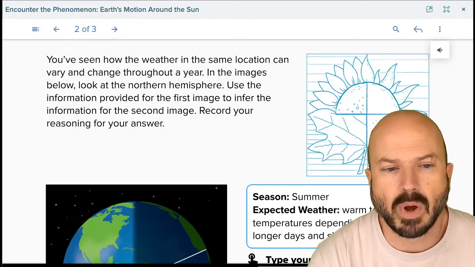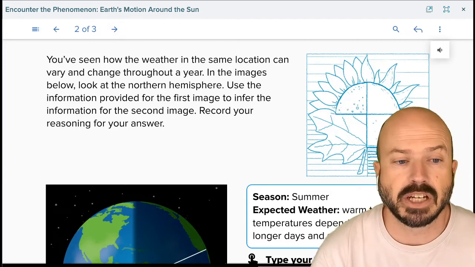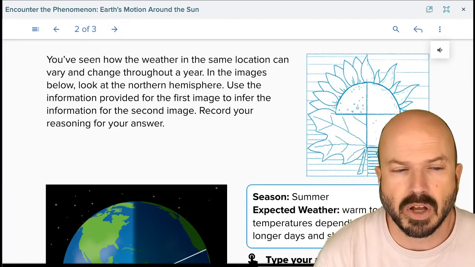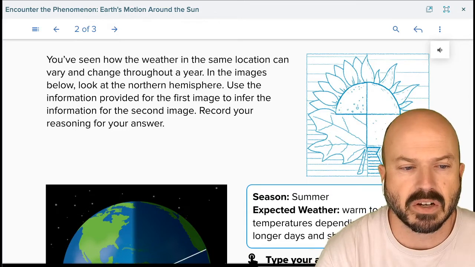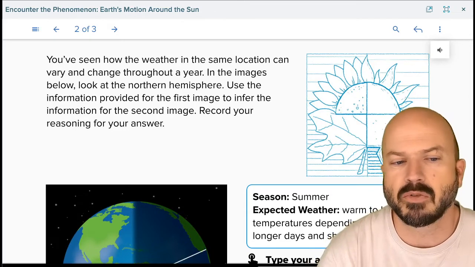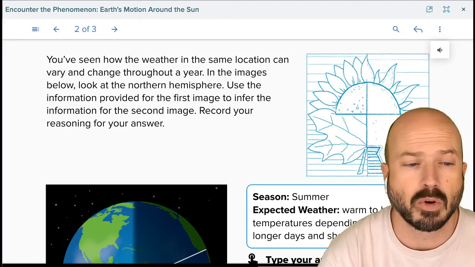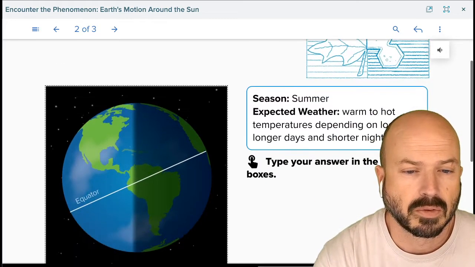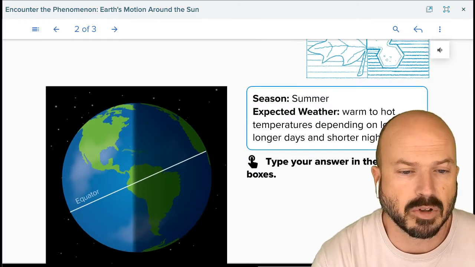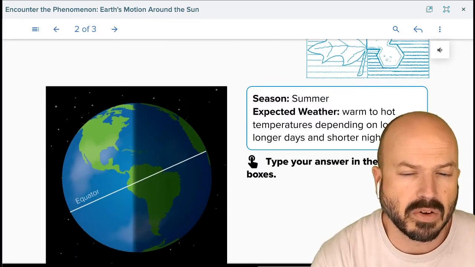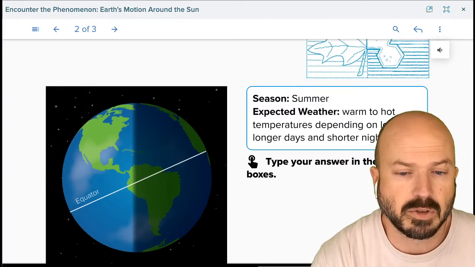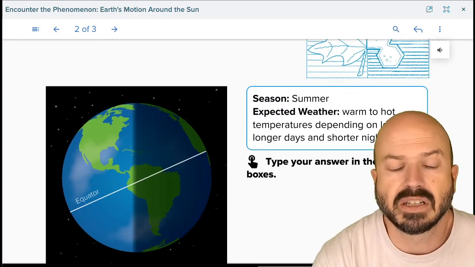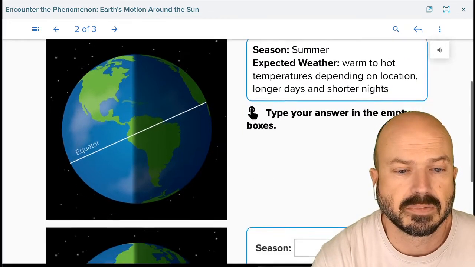Now, we've seen how the weather in the same location can vary and change throughout a year. In the images below, let's look at the northern hemisphere. Use the information provided for the first image to infer the information for the second image, and we're going to record our reasoning for our answer. So, the season is summer, and the expected weather is warm to hot, temperature depending on location, longer days, and shorter nights.